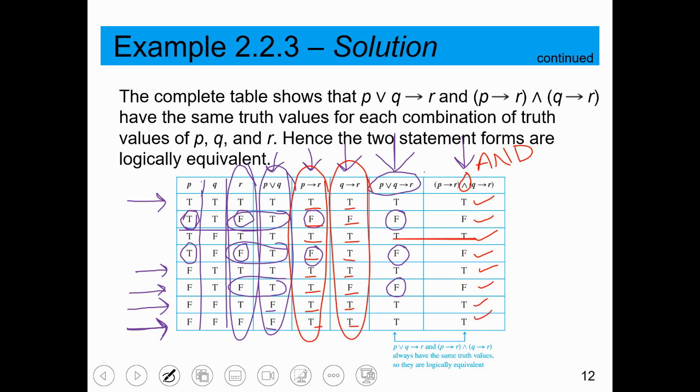All right, so to determine if these two statements are logically equivalent, compare each of these rows line by line. Okay? Are these the same? Yes. Yes. Yes. Yes. Yes. Yes. Yes. And yes. Because the truth values are the same for every single row, we can say that these two statements, this one and this one, are logically equivalent.